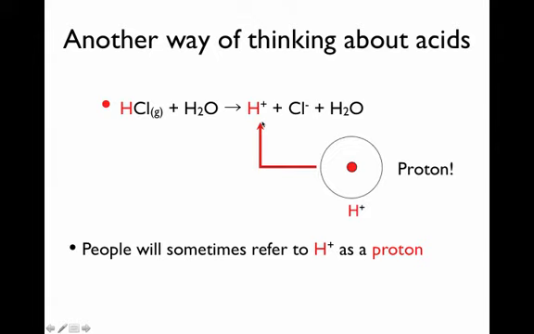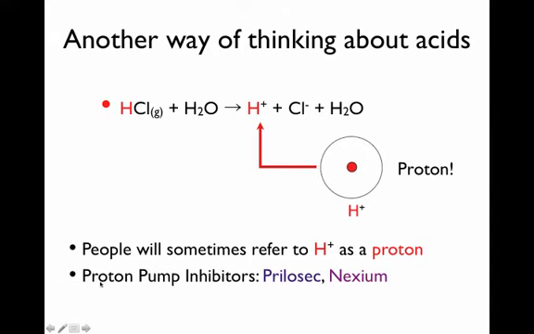I will try to tie this into medicine at the moment. Some of you might have heard of medicines called proton pump inhibitors, or PPIs. There are two very popular ones. One is called Prilosec, one is called Nexium. These are both proton pump inhibitors. They are used to treat heartburn and acid indigestion. And I'll explain how they work in a few slides, or in one slide maybe.